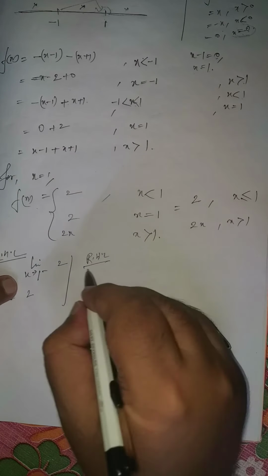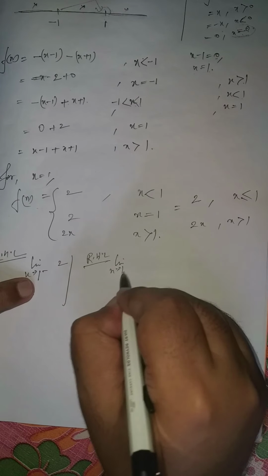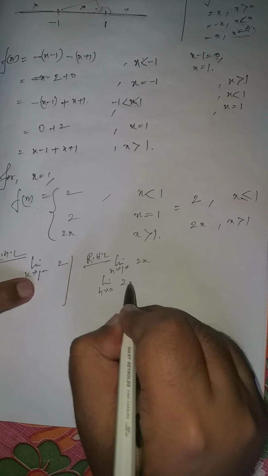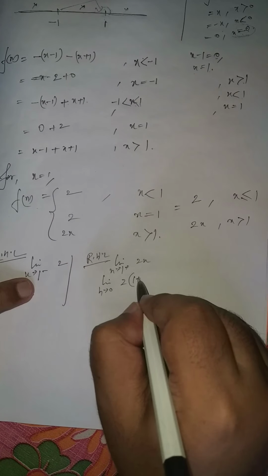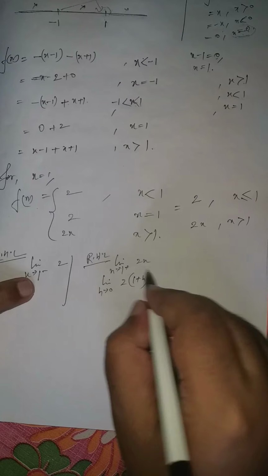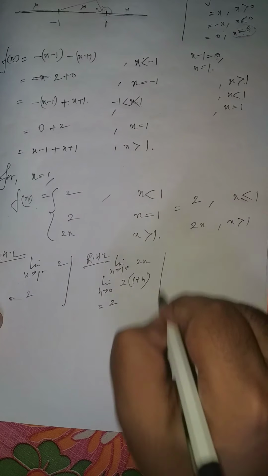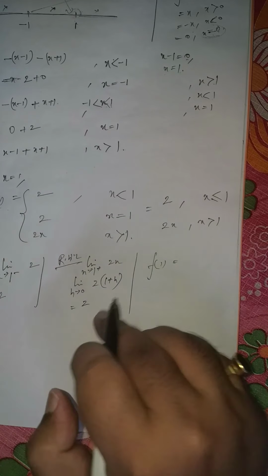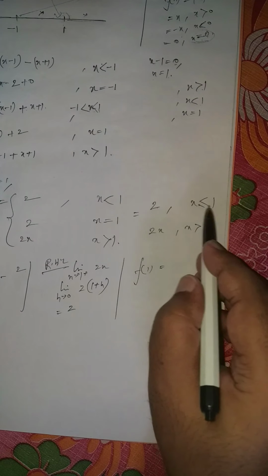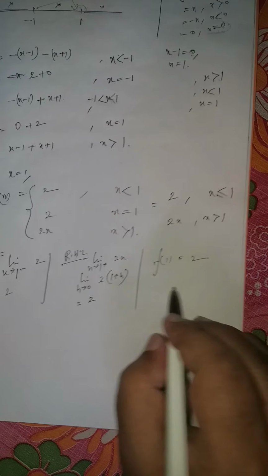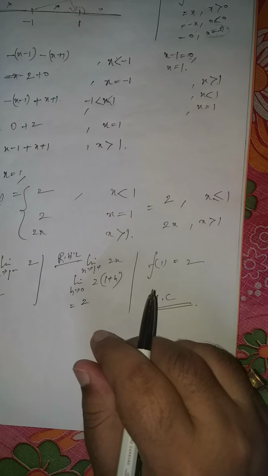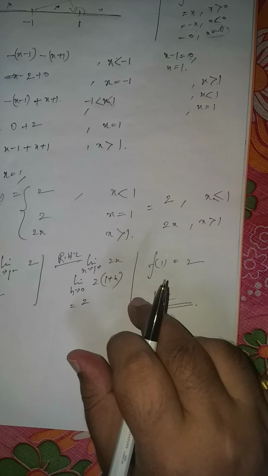RHL, greater than 1. That is limit x tends to 1 plus. 1 plus means this 2x. So limit h tends to 0, replace x by 1 plus h. This is the way I can directly write the answer, but this is not good. So you have to write like this: 0, again 2, and at f of 1 you have to show all the three things: LHL, RHL, and the function at that point. f(1), when x equals to 1, is 2. So all the three values are the same, hence the function is continuous at x equals to 1. Very nice problem this one. Practice this question.